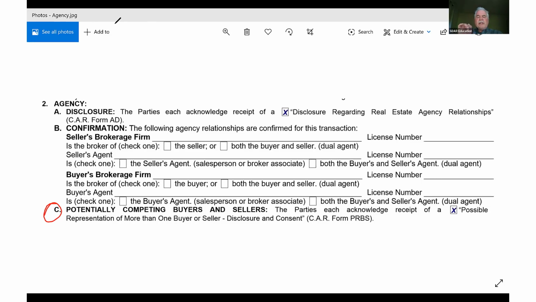Okay, so potentially competing buyers and sellers. So here's how this works, and it sounds confusing, but it really isn't.